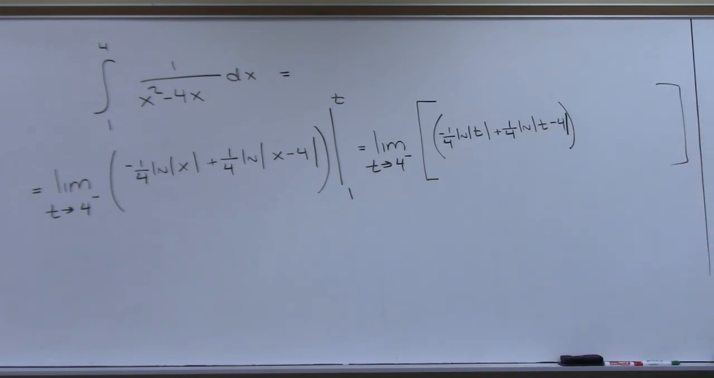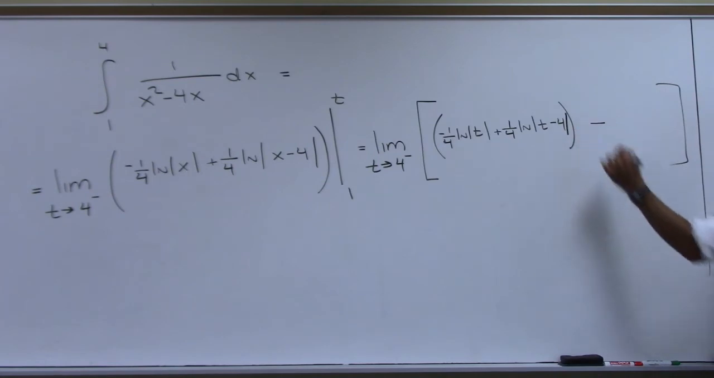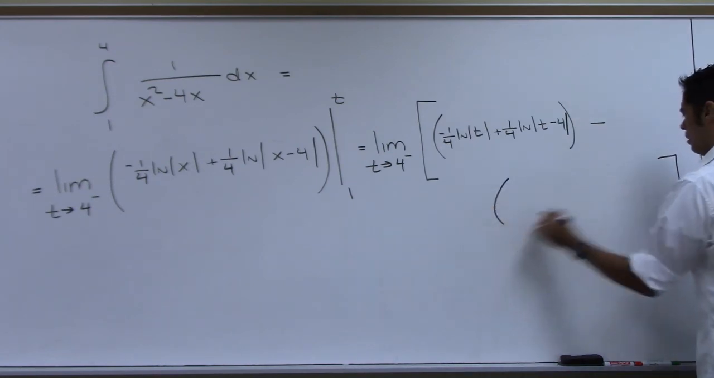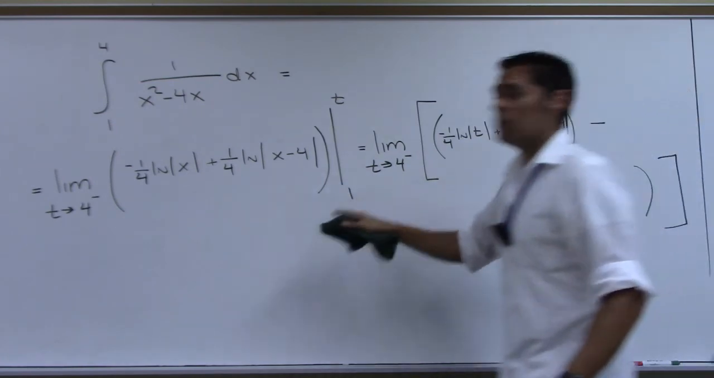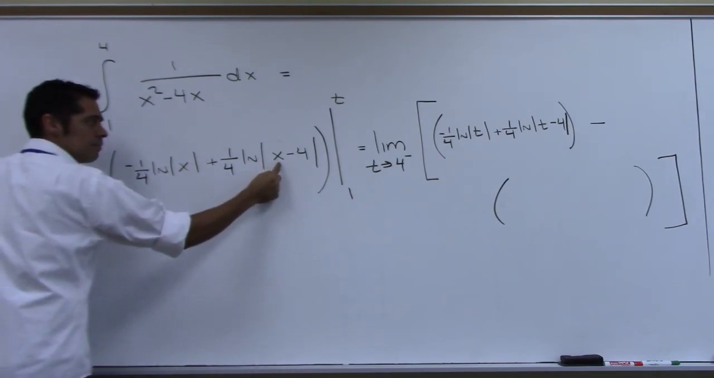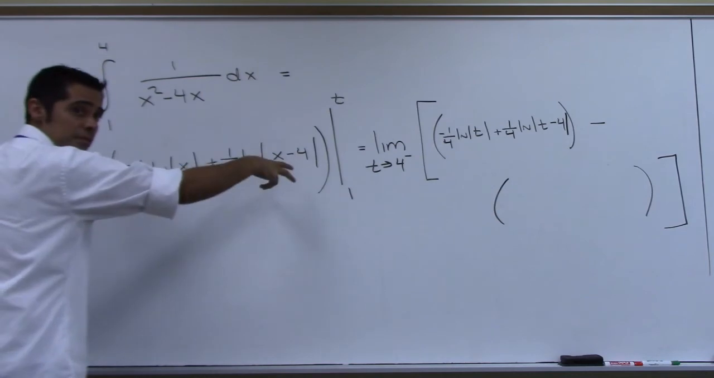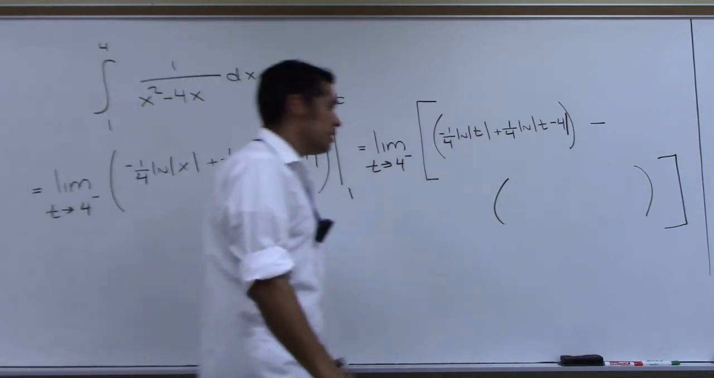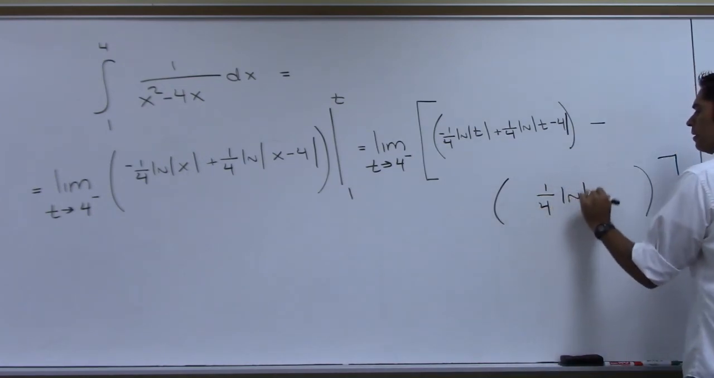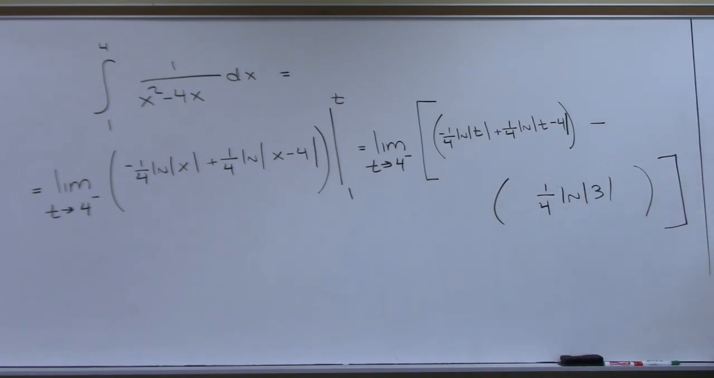What happens when I plug in 1? So minus, I'm going to have to carry this one down here. I'm out of room. So plug in 1. It's natural log of 1, which is 0, so that's all gone. 1 minus 4 is negative 3, absolute value, natural log of 3. But there's a 1/4 in front of it. So shouldn't this just become 1/4 natural log of 3? Well, you don't need the absolute value, but it's not wrong to put it either. The absolute value of 3 is 3.